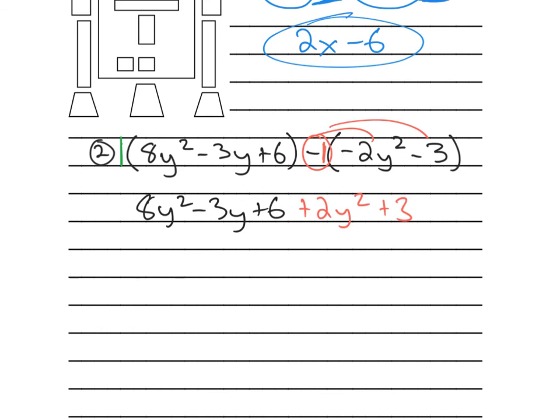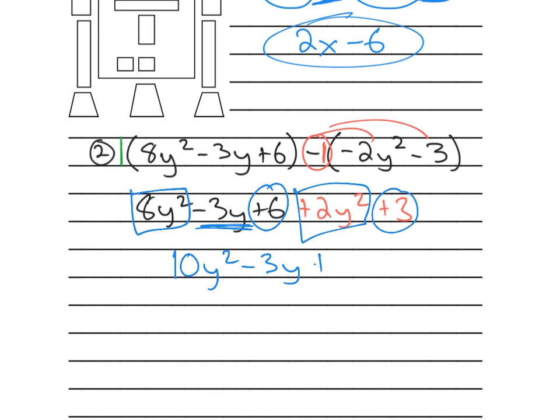But what should we go first with? What's our biggest variable term? Variable exponent? 2. We have a square here and a square there. Those will combine to be what? 10. And I realized I was supposed to do the other method now. All right, we'll finish this one though. There is no other y term, so negative 3y stays there. But my constants will combine to be 9.